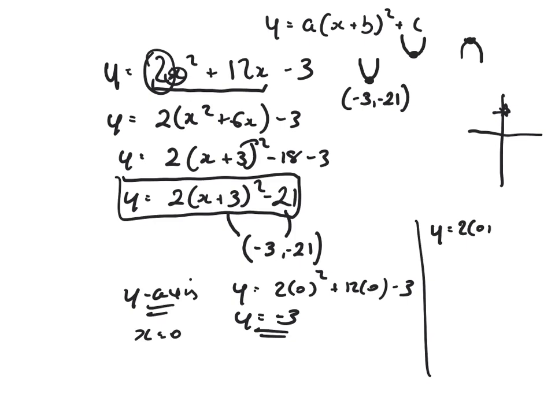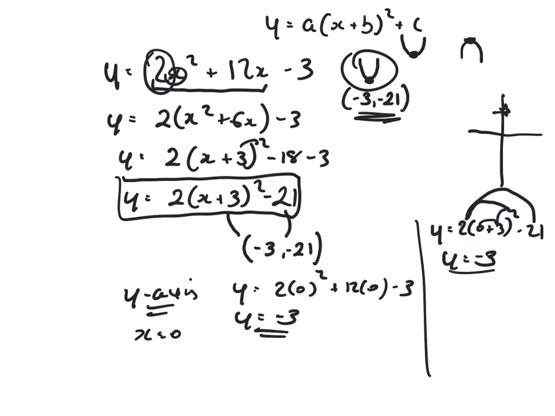2 bracket 0 plus 3 all squared minus 21. Well, 0 plus 3 is 3. 3 squared is 9. 9 times 2 is 18, and 18 take away 21 will give me minus 3. So I've got the shape of the curve, which is concave up. I've got its turning point, and I know that I cut the y-axis at minus 3, so let's execute that now on a diagram.